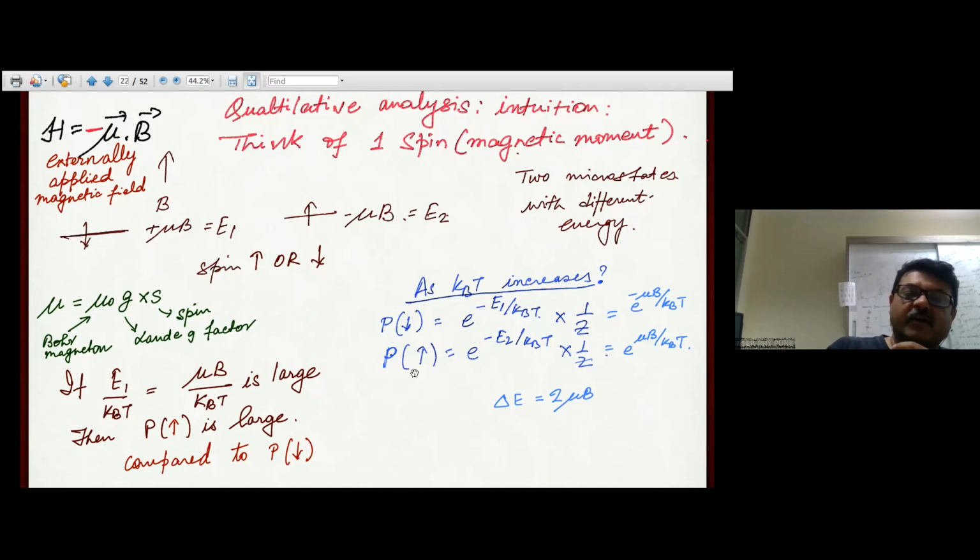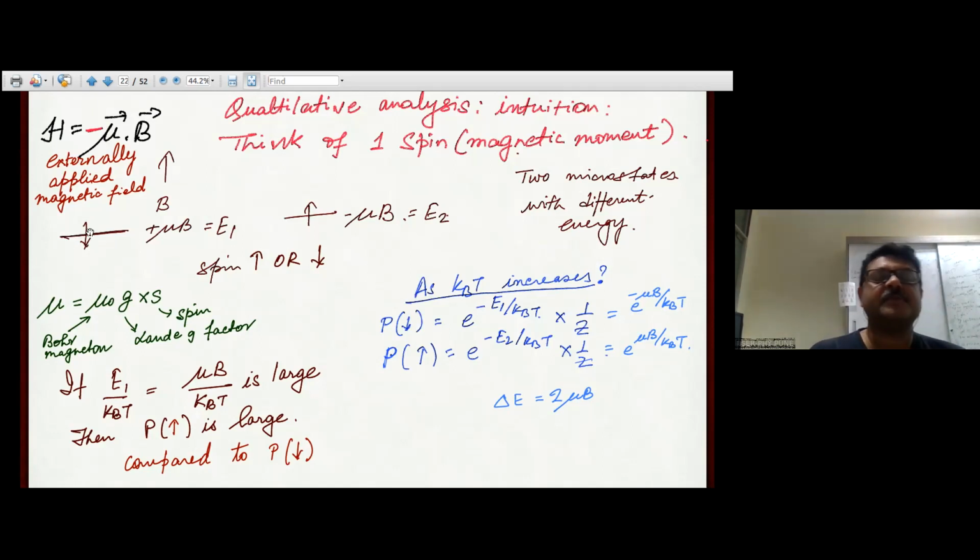So the probability of pointing up will be very large as compared to the probability of pointing down, because this quantity is much larger than this quantity. So this probability, when you divide it suitably by Z, is much larger than this quantity, which means that if mu B by kBT is high, kBT is much lower in value, it has a low value as compared to mu B.